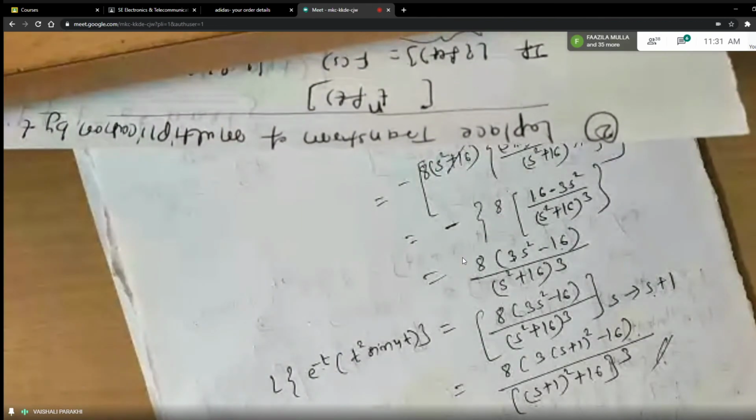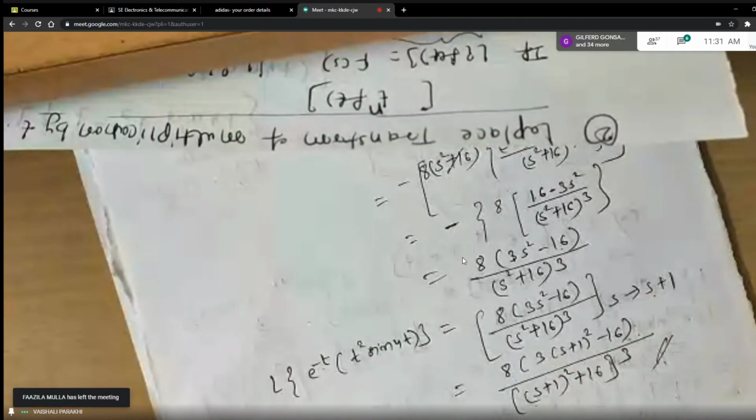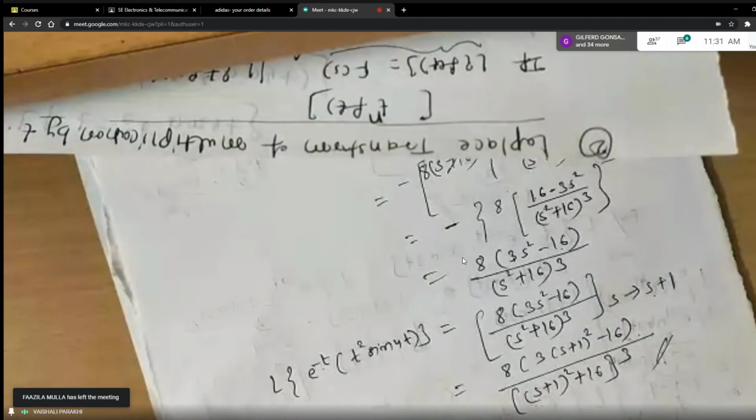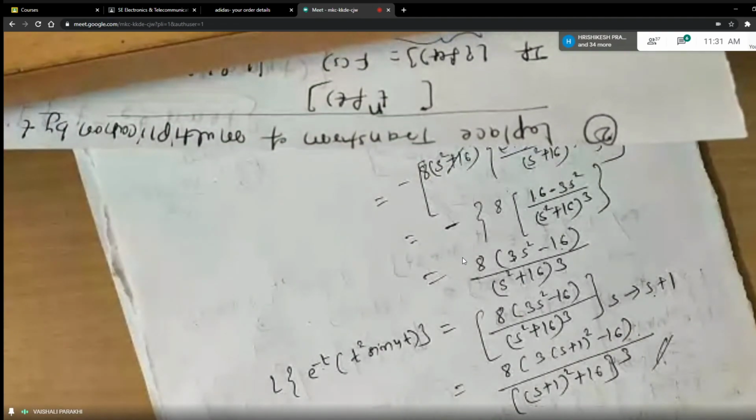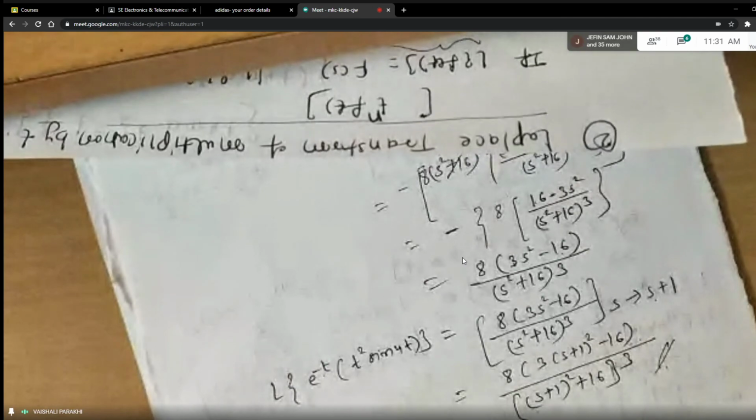So in today's class, we have covered two properties. One is the first shifting property and the other is the t raised to n into f of t property. In the next class, I will do the property when the function is divided by t. What happens when the function is divided by t?